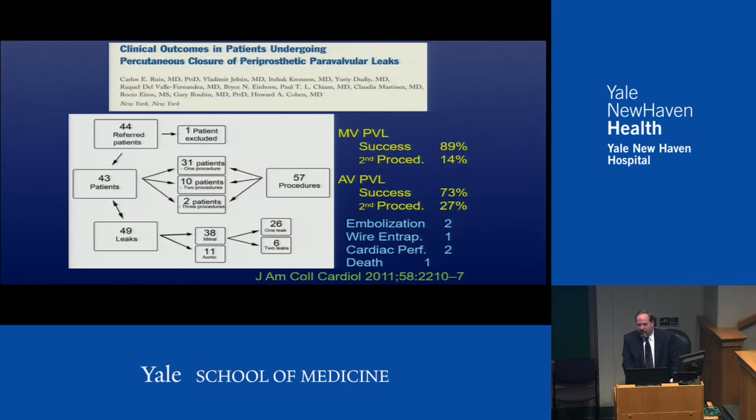And how do perivalvular leaks do? How do people do with this sort of guidance? The group at Lenox Hill published a paper looking at success in mitral valve prosthesis was about 89%. You added a little bit if you did a second procedure. Aortic valve procedures only about 73%. But if you look at the complications, there weren't an insignificant number of complications. Embolization, wire entrapment, perforation, death. So having this ability to do 3D spatial orientation, knowing where you are, really helps.